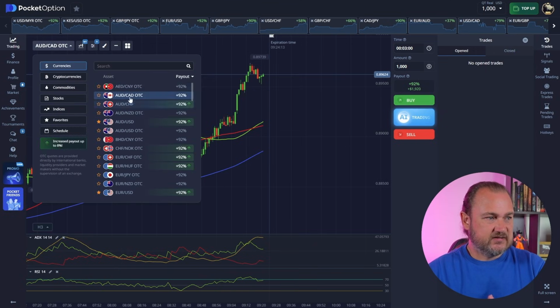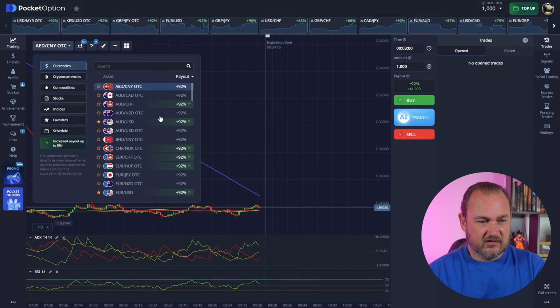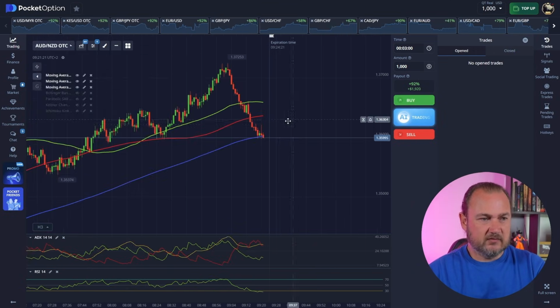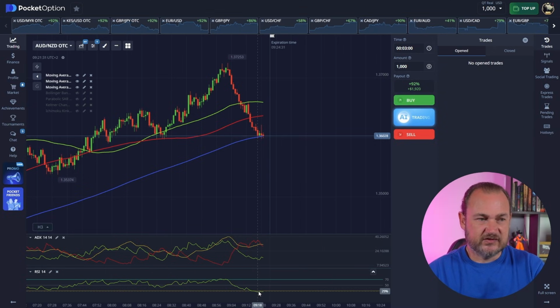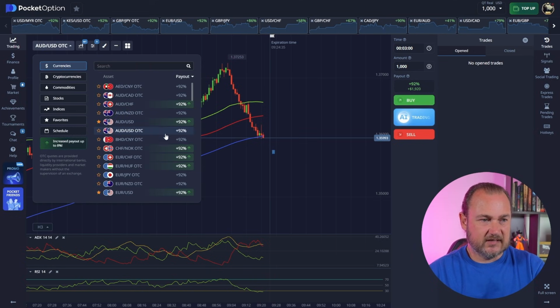I think let's just have a quick look if maybe we can find an entry. Okay, so good example of a trade we're definitely going to stay out of. The fact that my ADX is this high, and although my RSI is going into oversold, I'm definitely not going to be looking for a buy trade on this asset right now.